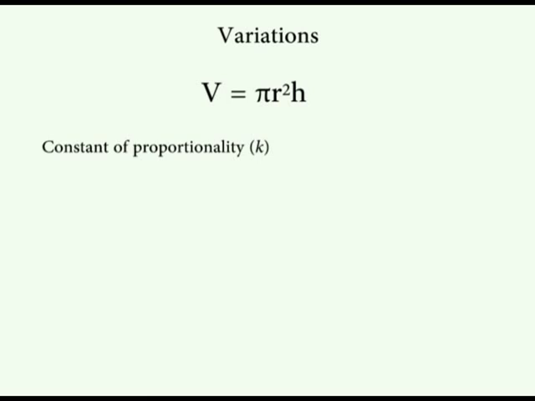For example, in the formula for finding the volume of a cylinder, V = πr²h, when radius increases, volume will increase. Again, when h increases, volume will increase. But pi never changes, it remains the same. And so V, R and H are variables. Pi is the constant.